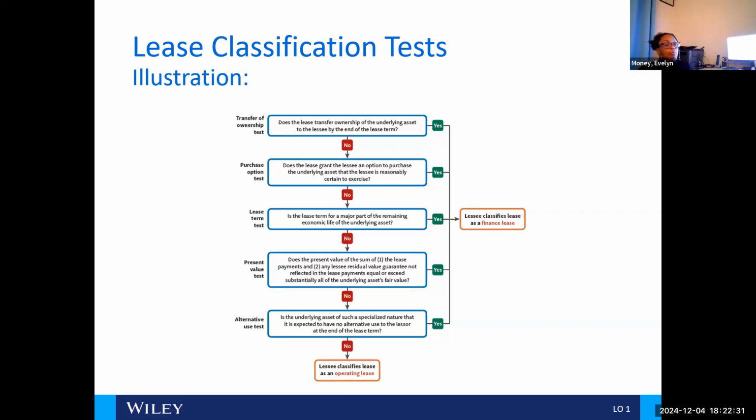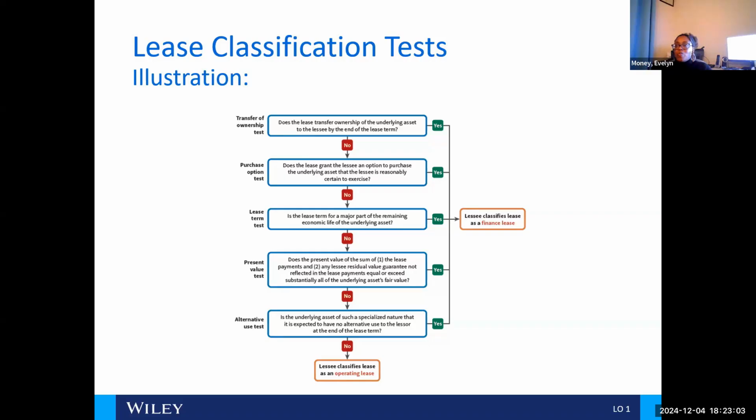Then there is the present value test. For the present value test, we're going to find the present value of the lease payments. And the lease payments include the monthly or annual payments that we'll make, and also any guaranteed residual value. And we'll talk about that more in a second. But as long as the lessee ends up paying 90% or more of the fair value of the asset, then it's a finance type lease.